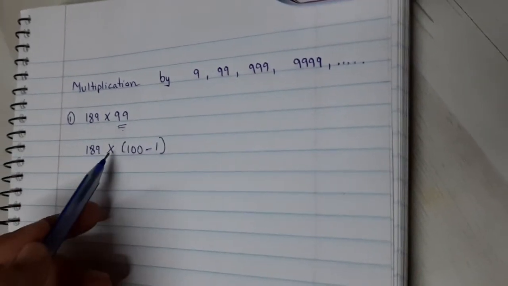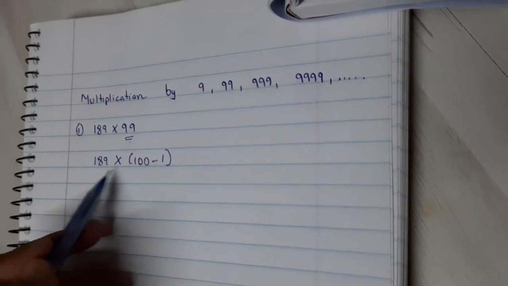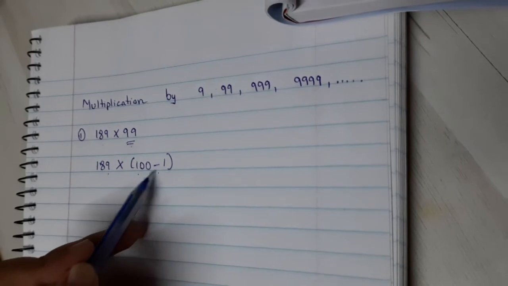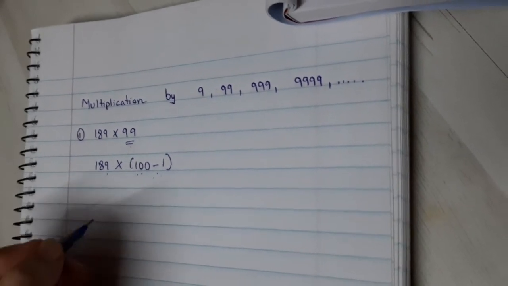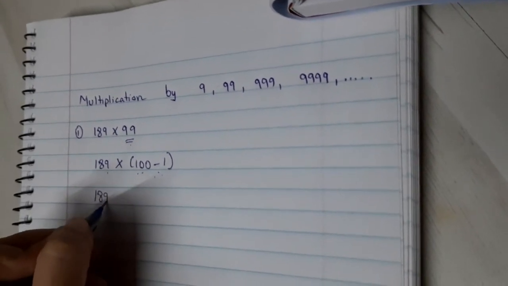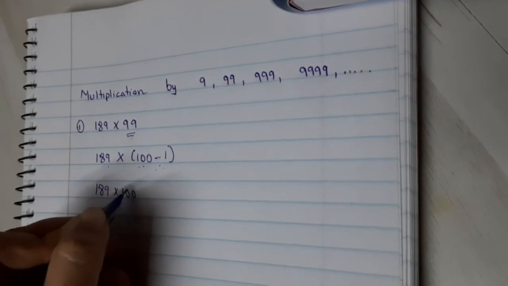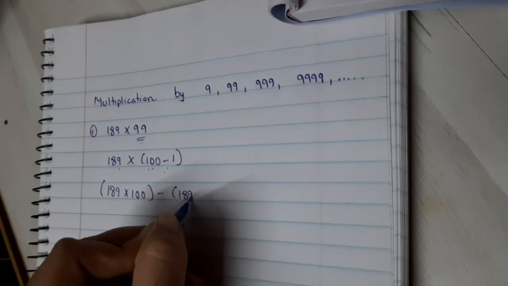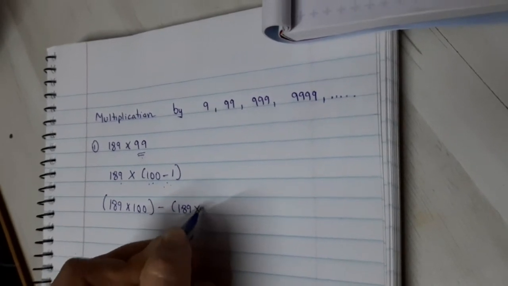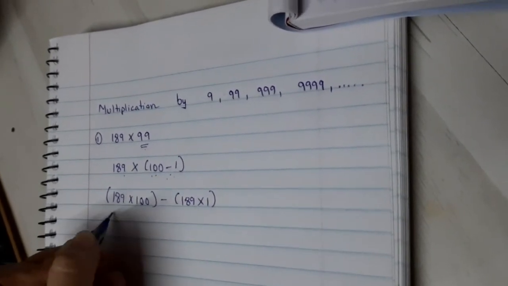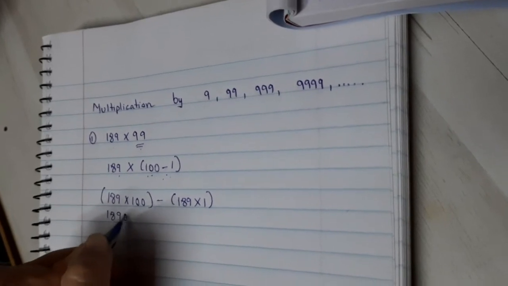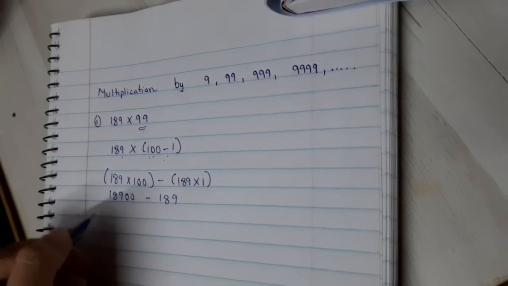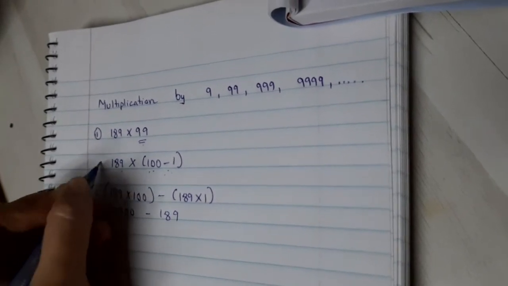This is the same thing. Now we know the distributive property. This 189 we will distribute to both of these numbers. So 189 multiplied by 100 minus 189 multiplied by 1. So it will give you 18900 minus 189.